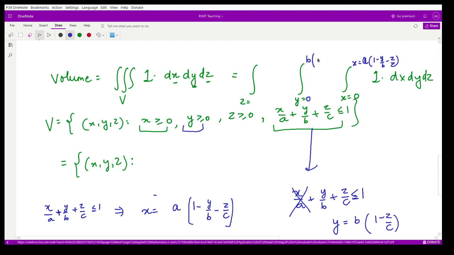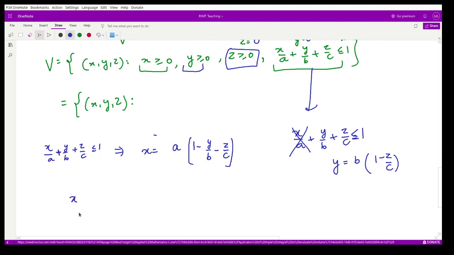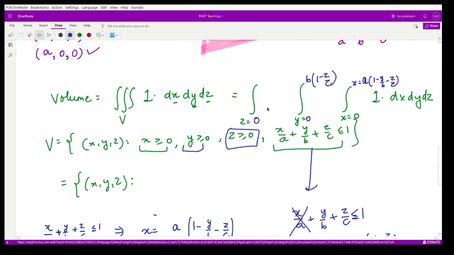So we have b into (1 - z/c), and similarly for z the lower limit is 0, and for the upper limit we will again consider x/a + y/b + z/c equal to 1. So that means we can calculate from here. We do not want y and we do not want x, we only want z. So the upper limit for z is equal to c. So this becomes your upper limit. So now you can very easily compute this integral, right?